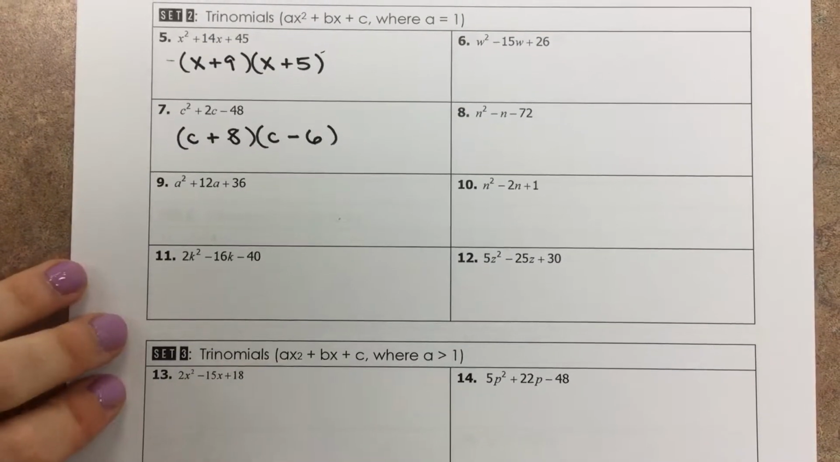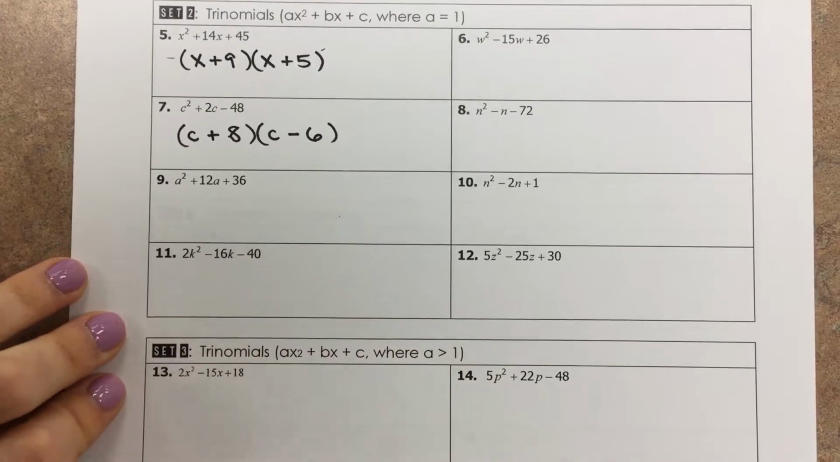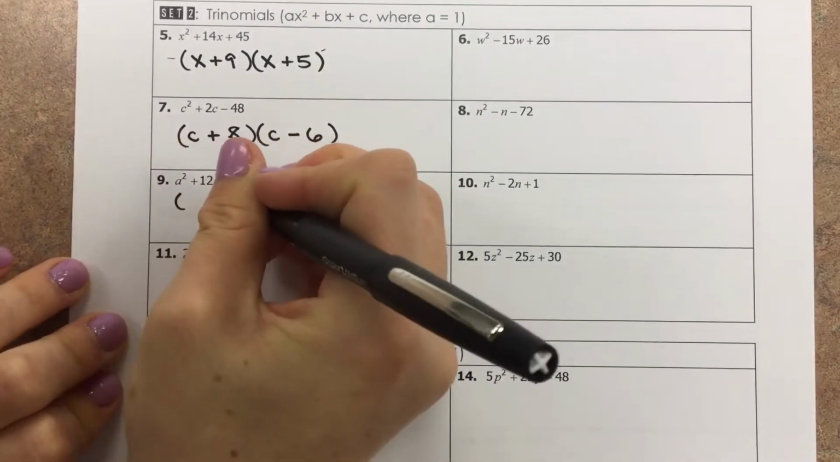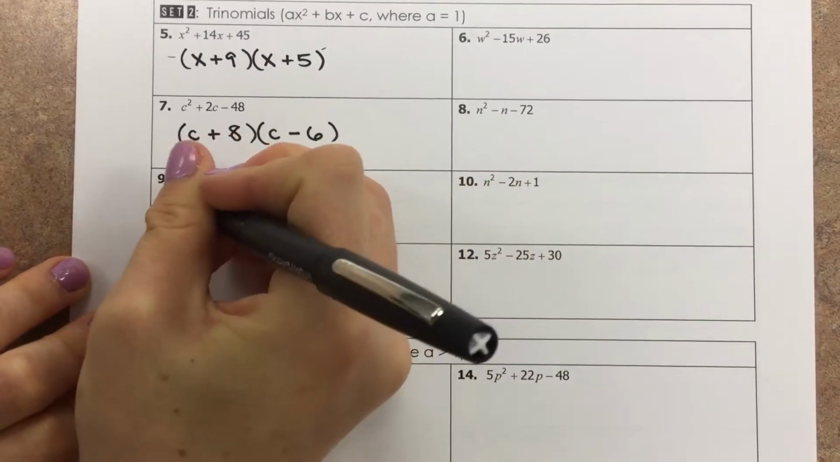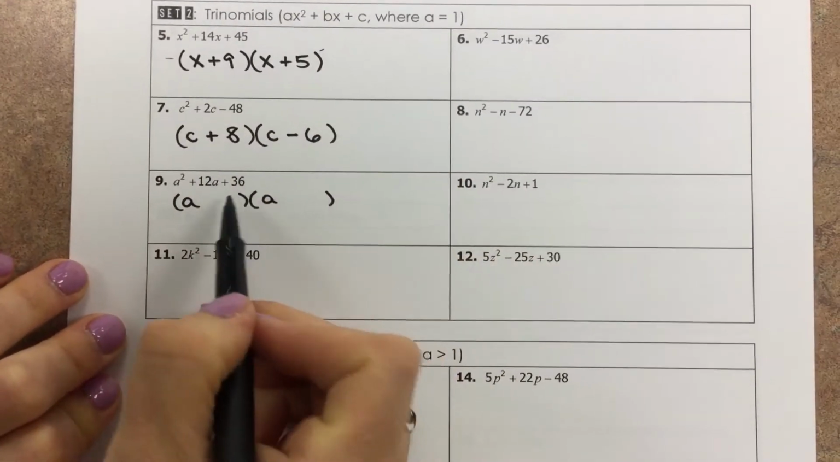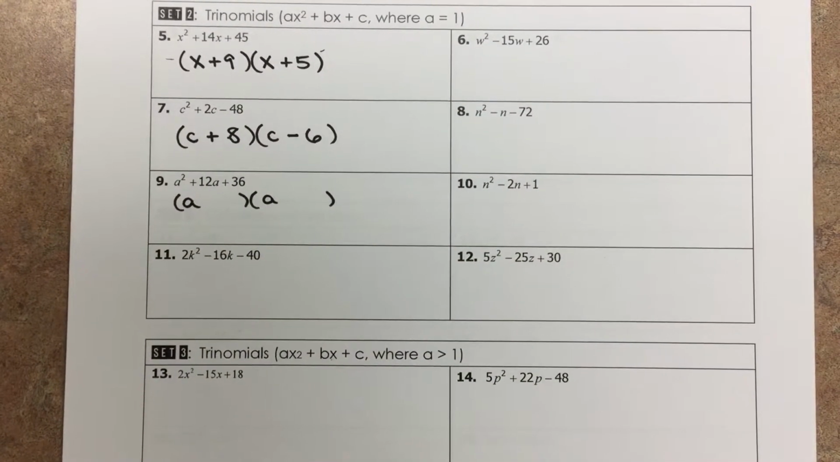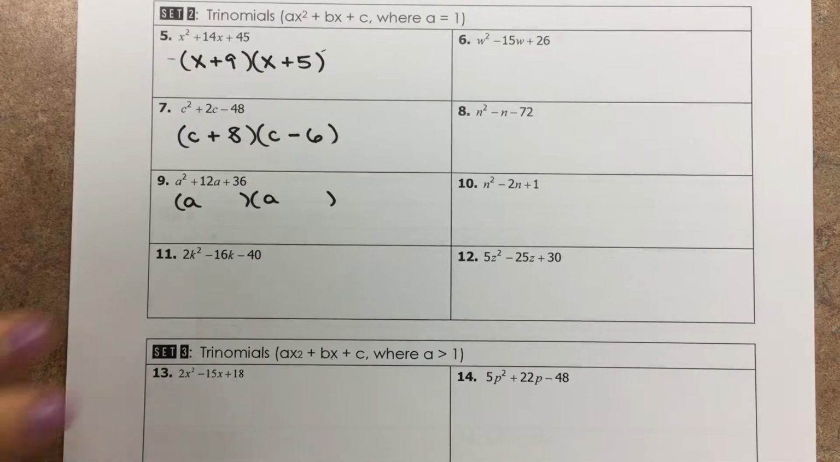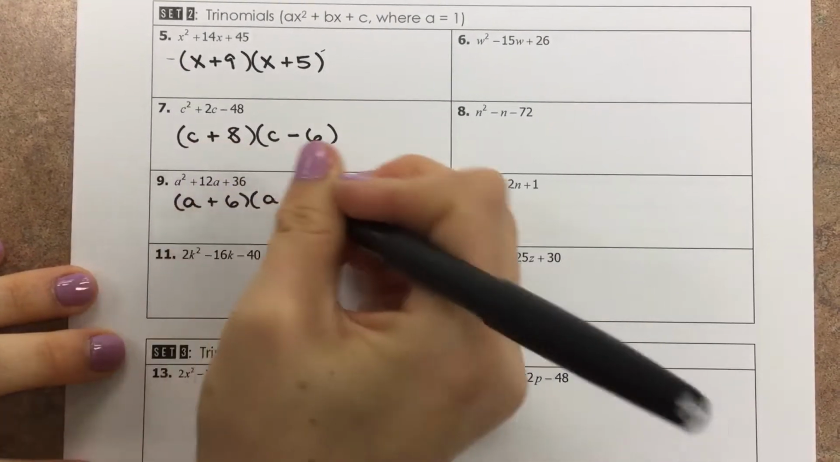Number 9, no GCF. Make sure you're looking every time. So we start with our empty binomial. A squared would be a times a. These two numbers are supposed to multiply to 36 and they're supposed to add to 12. So that would be +6 and +6.